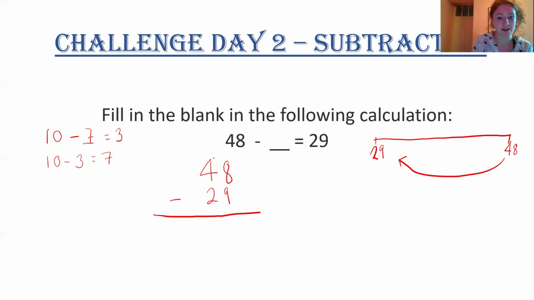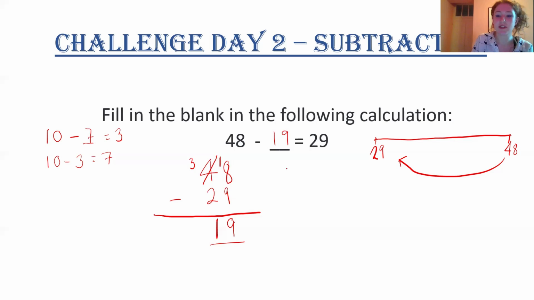So what do we do? We borrow a 10 from this 4. So we're going to cross out this 4, replace it with a 3, and put that 10 over here, giving us 18 for this 8 instead. 18 minus 9 is going to leave 9 left over. So that's our ones digit done. Now we've got to do 3 minus 2, which gives us 1, right? 3 minus 2 gives us 1. So our final answer is going to be 19, telling us that 48 minus 19 gives us 29.